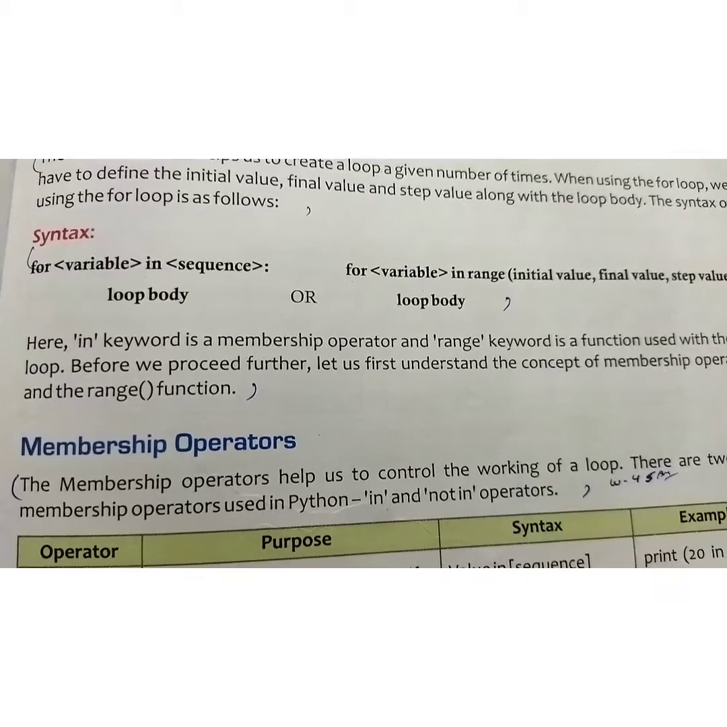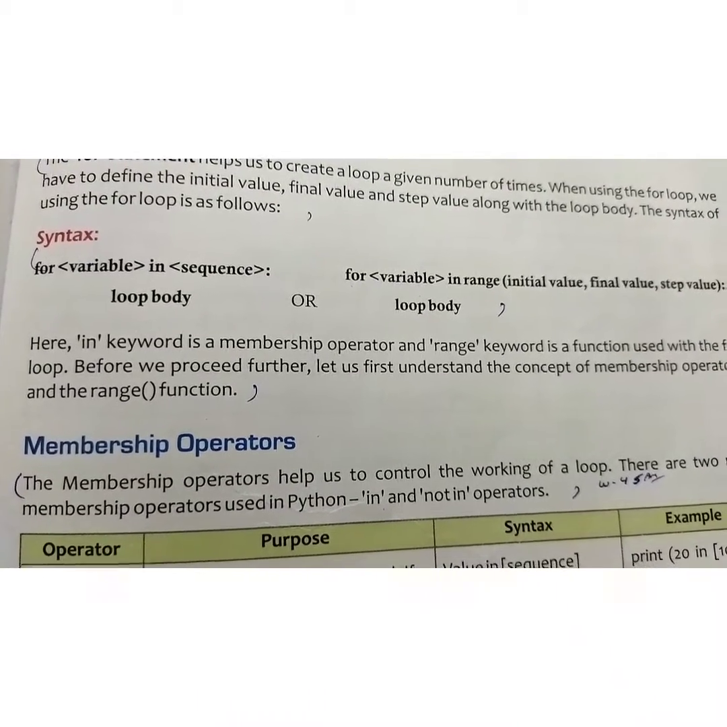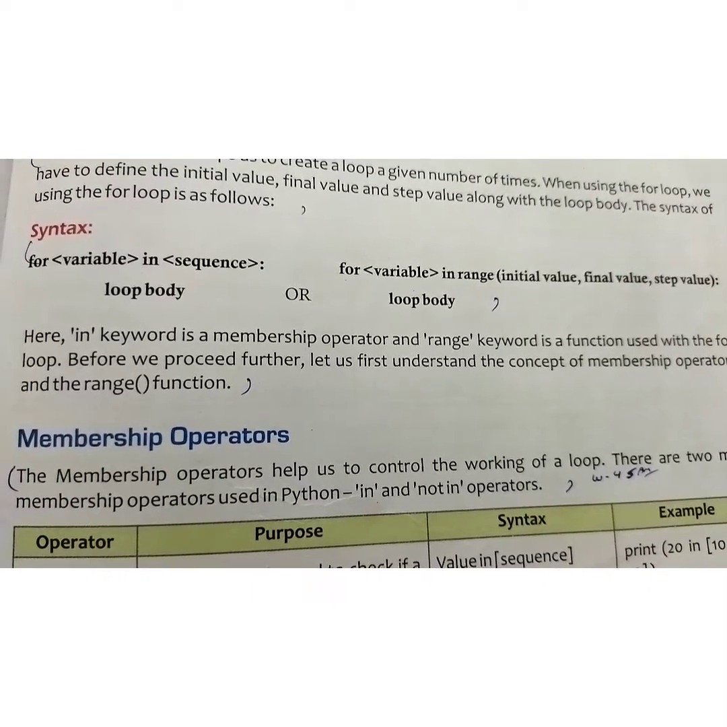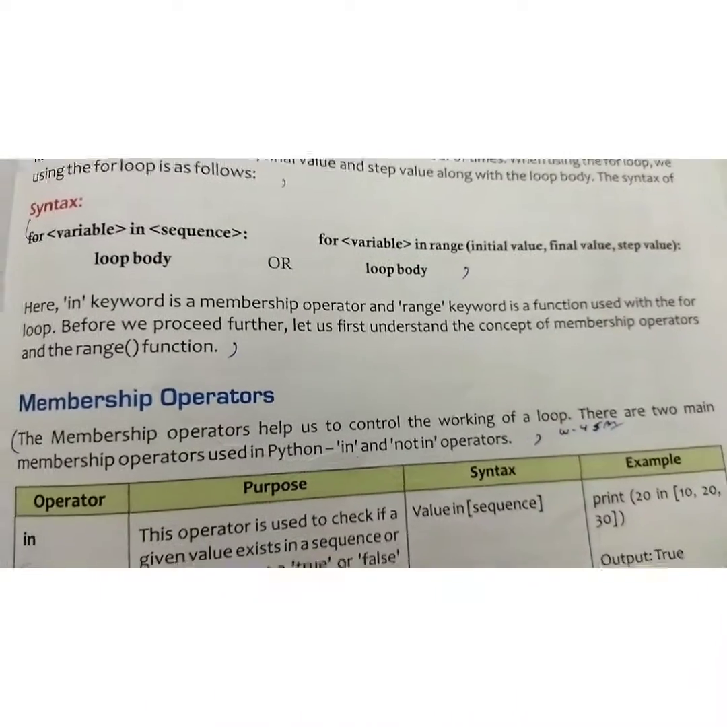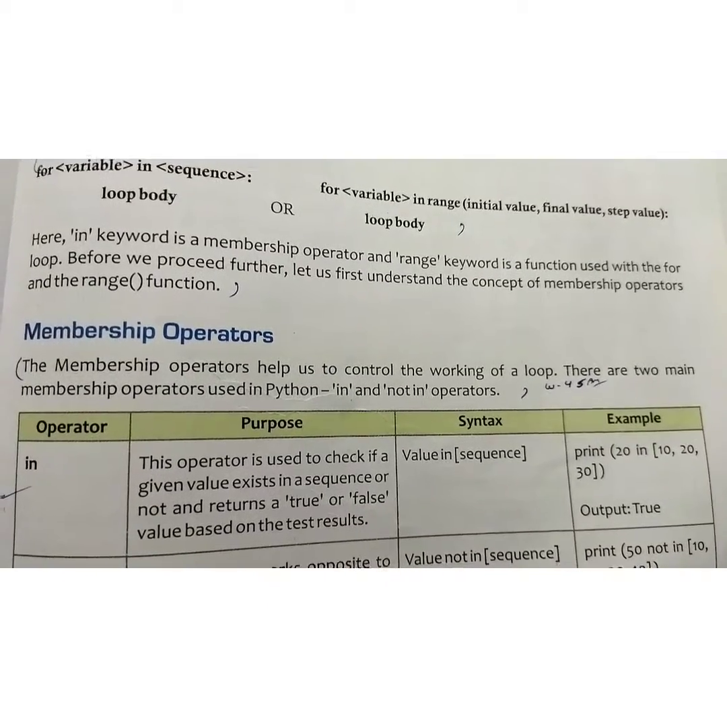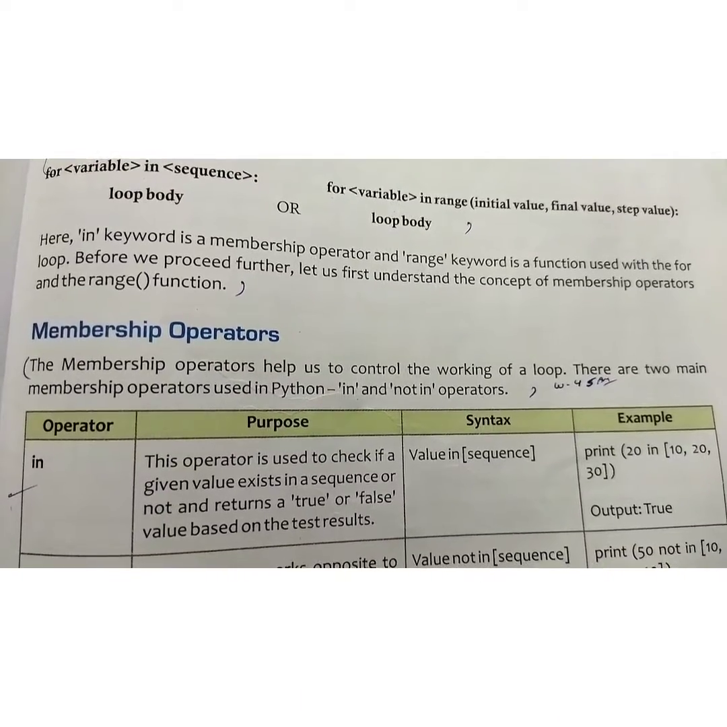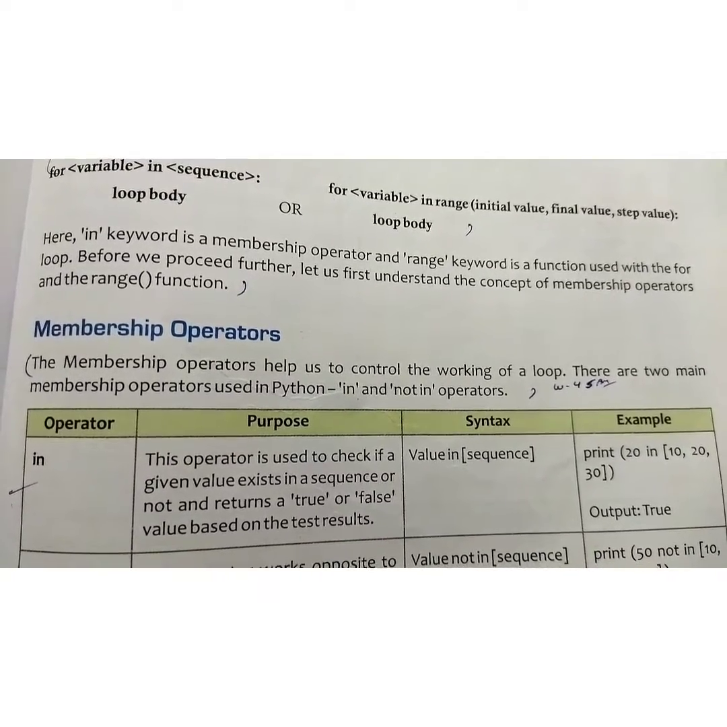The syntax is: for variable in sequence, loop body, or for variable in range(initial value, final value, step value), loop body. Here the in keyword is a membership operator and the range keyword is a function used with the for loop. Before we proceed further, let us first understand the concept of membership operators and the range function.